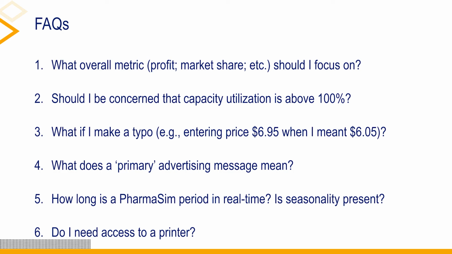Number 5, how long is a PharmaSim period in real time? Each period in PharmaSim is 12 months, so seasonality is not a concern. Preferences, however, could evolve over time, but just not in a systematic way due to seasonality. Number 6, do I need access to a printer? To track trends over time, it can be helpful to tack printouts of each period's decisions and results on a wall.